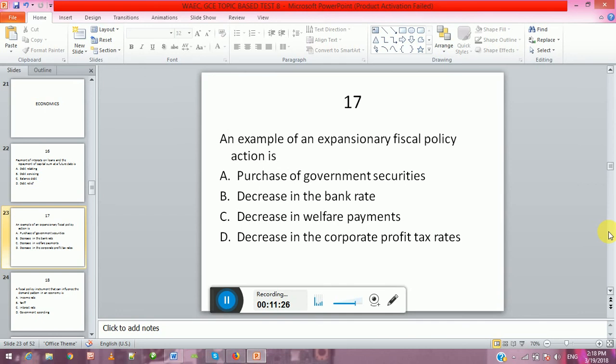An example of an expansionary fiscal policy action is A, purchase of government securities, B, decrease in the bank rate, C, decrease in welfare payments, D, decrease in the corporate profit tax rates.